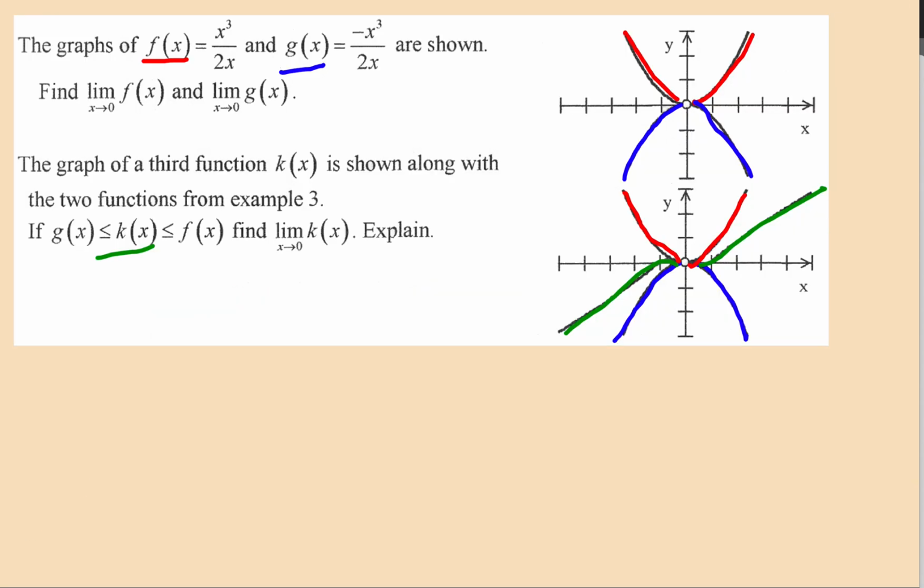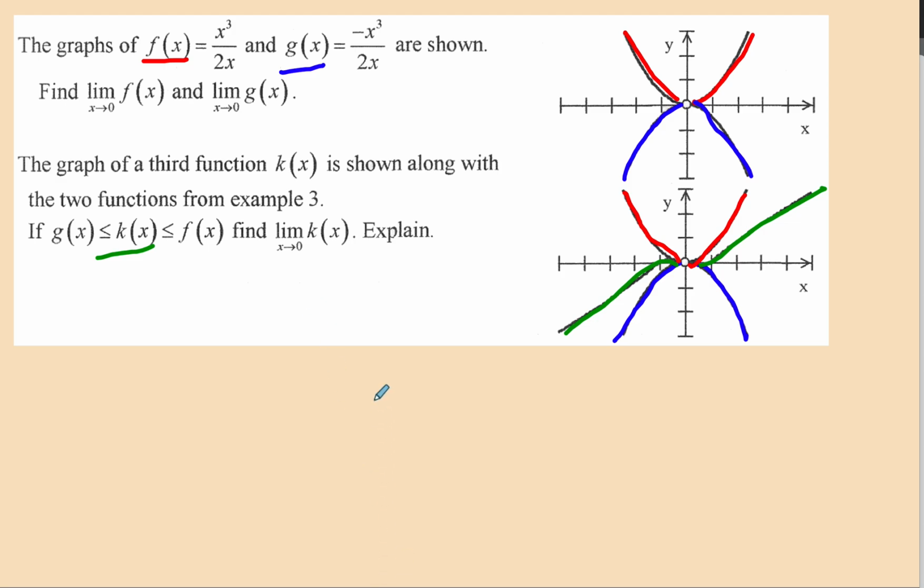Let's take a look at an example. We have two graphs, an f of x and a g of x, and I have graphed them, one in red and one in blue. And we have a third function, k. We don't know what it looks like. We don't have the algebraic representation, but we know that k is between these two functions when we're close to 0. So can we find this unknown limit for this function that we know is trapped between?